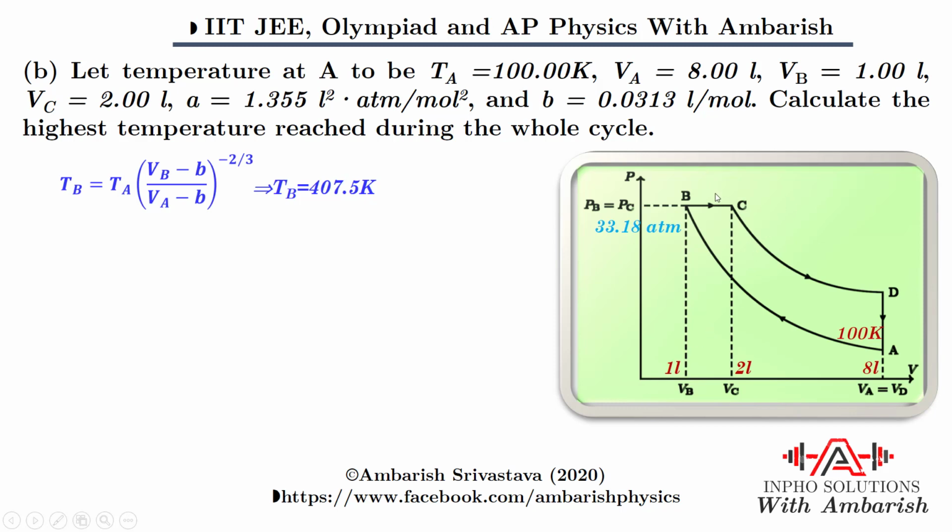So there will be an isotherm passing through C, and there's an adiabat. So the adiabat is going to be steeper than the isotherm, right? So that means what? The isotherm that passes through D is coming before the isotherm that passes through C. So C has to be the point of highest temperature in the entire cycle. Okay. So now let's try to evaluate the temperature at C.